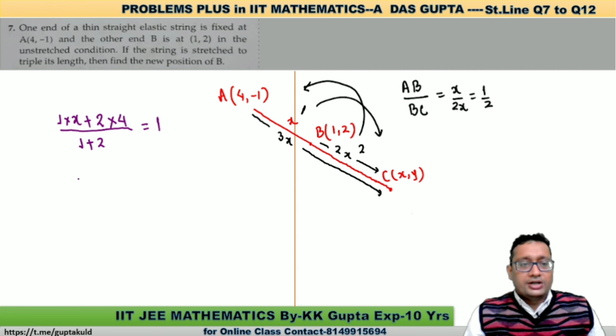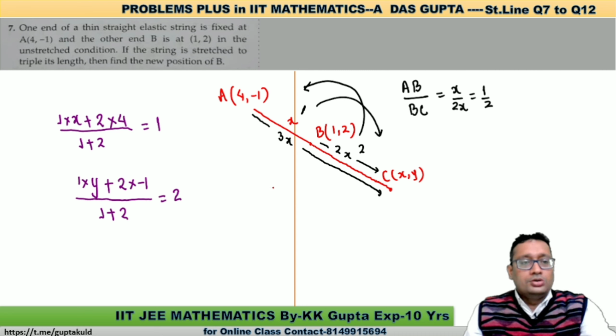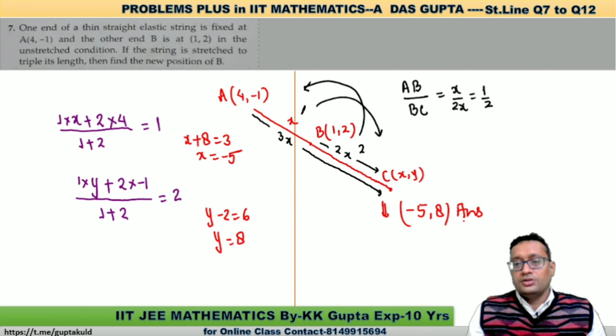Now calculate the y coordinate. So 1 will multiply with y plus 2 will multiply with minus 1, divided by 1 plus 2, which is equal to the y coordinate of B, that is 2. So x plus 8 is equal to 3 and x is equal to minus 5. And here y minus 2 is equal to 6, so y is equal to 8. So the C coordinate, the new position of B after stretching, becomes (-5, 8). This is the answer of this question.